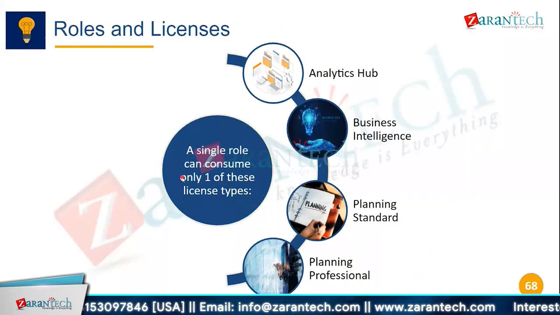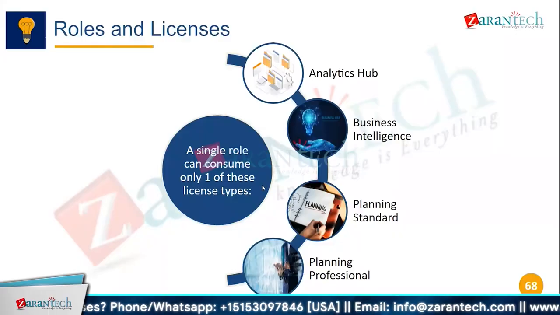A single role can consume only one type of license. When you create an analytics admin role, it can connect to one license, the analytics hub license. When you create a BA admin, it will consume one BA license. When you create a planning standard role, it will consume only one planning standard license. Similarly for planning professional. So a single role can consume only one license. It is always suggested to have a good number of licenses already bought when you have an estimate that certain users will be using the system.